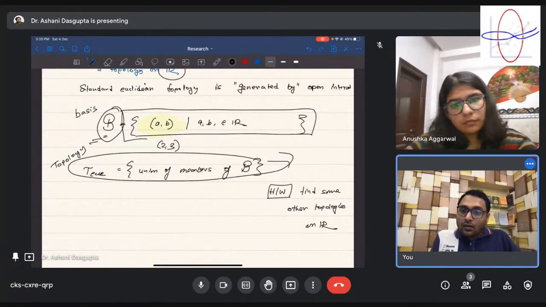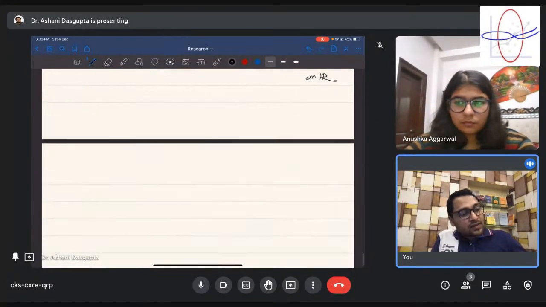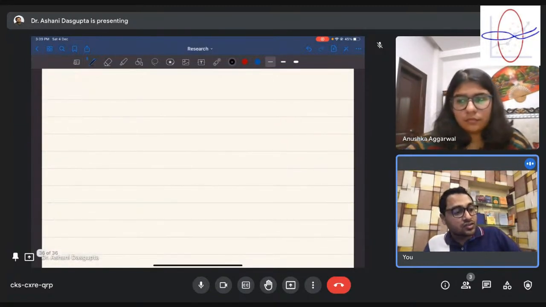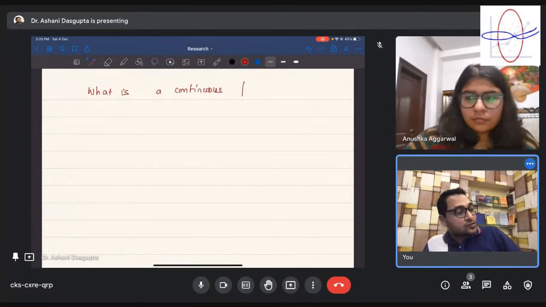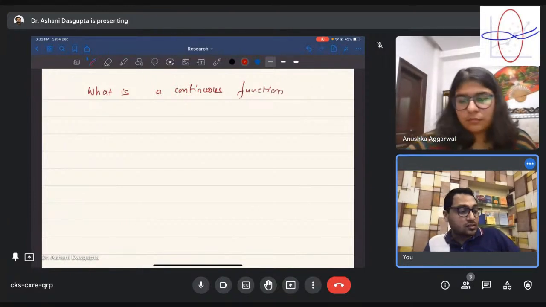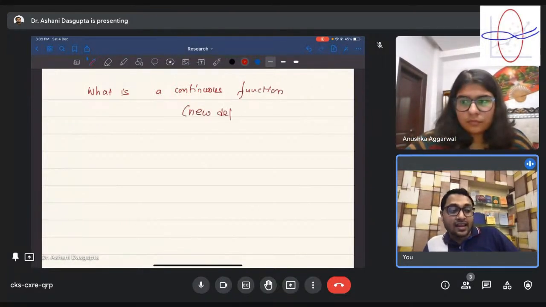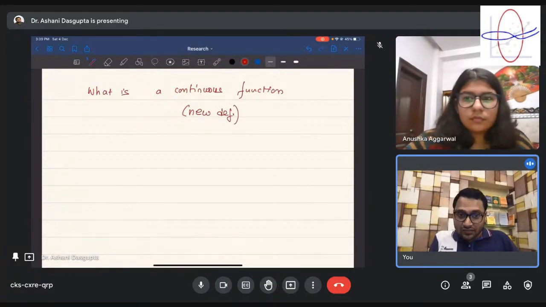Okay, all right. So now the question is, why are we interested in topology? Well, one of the reasons is that we are interested in continuous functions. So what is the definition of a continuous function? This is the new definition. It's not the calculus definition. This is the topology definition.